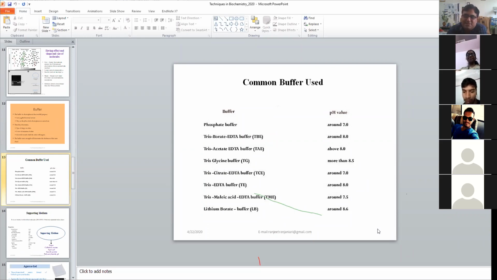Okay, so this is a list. As I told, out of all these big lists, 3 are important, most commonly used. The pH is very important, which has a direct effect on the resolution of the molecule which you are going to separate.